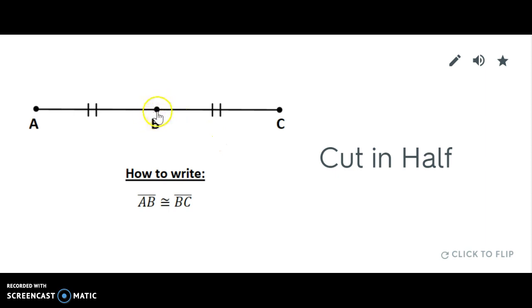So B becomes the midpoint, it's in the middle. I put tick marks to show that the left is equal to the right, and then I'm going to say that they're congruent because those two things are equal and they're the same measure, so they're the same shape, so they're congruent. So bisect means to cut it in half.